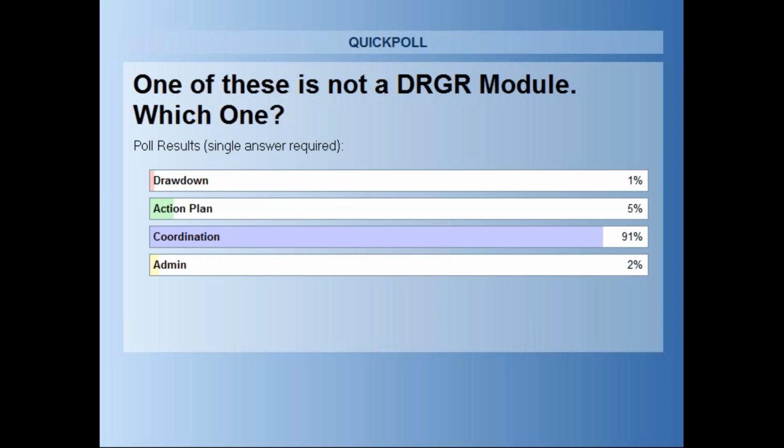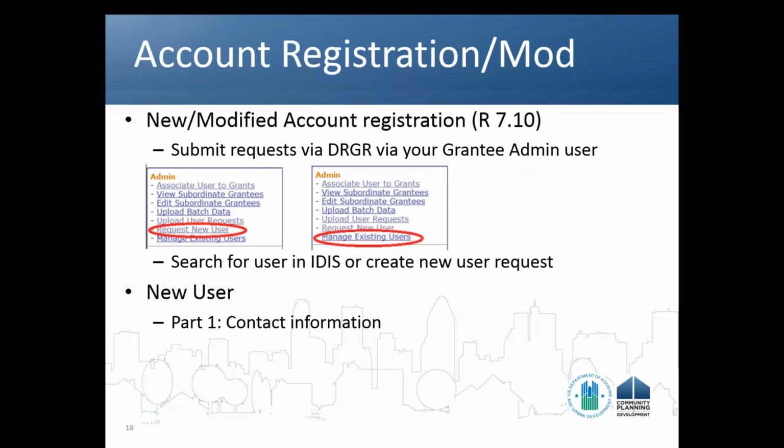All right, we're going to go into admin then. New or modified account registration. I don't know if people see I have a little something called R7.10. I just want to pause for a second and let people know, in DRGR, like most web-based systems, it constantly is getting updated. HUD does a great job of making sure it's updated for both any new policy needs as well as glitches, et cetera. What happens is they're called releases, or this R, release. So there was a release 7.10. You're going to see releases 7.5, 7.6, et cetera.